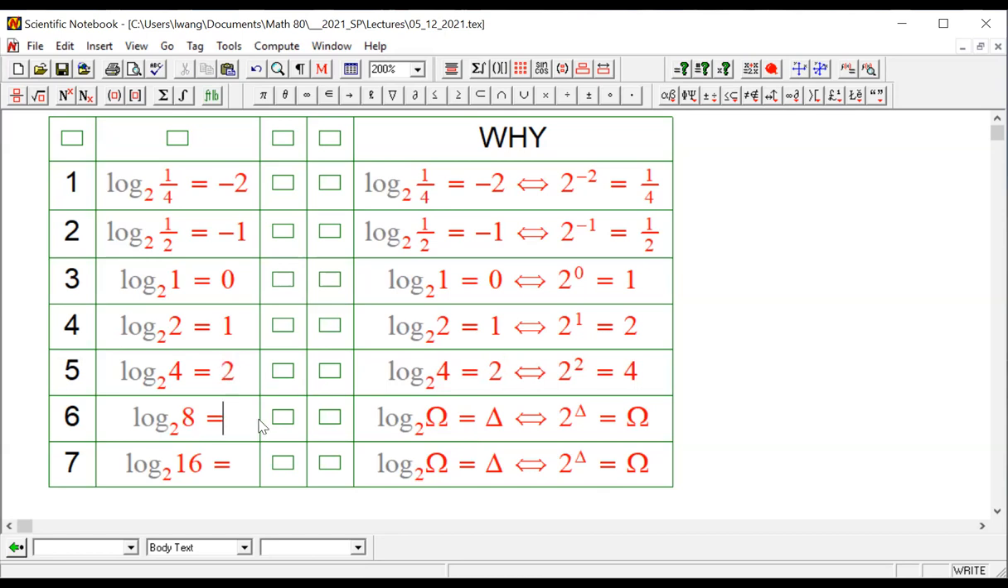Now, two more. What is log base 2 of 8? What does that equal to? 3, excellent, right? So this is 8, so we want this to be 8, and 2 to the power 3 is 8, therefore this is 3, therefore that is 3. Great, one more.